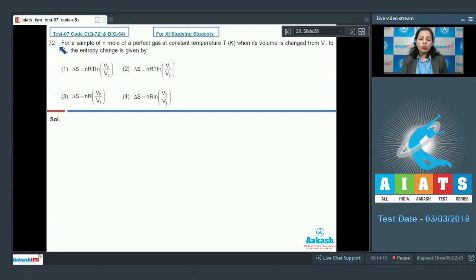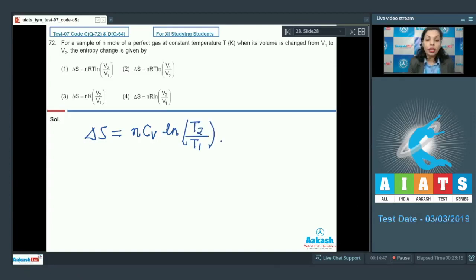After that, question number 72. For a sample of n mole of a perfect gas at constant temperature T, temperature that's in Kelvin, when its volume is changed from V1 to V2, the entropy change is given by. I have a simple formula to find out the delta S value. This delta S value is equal to n Cv, specific heat at constant volume, ln T2 by T1, this is showing the temperature change, plus nR ln V2 by V1.